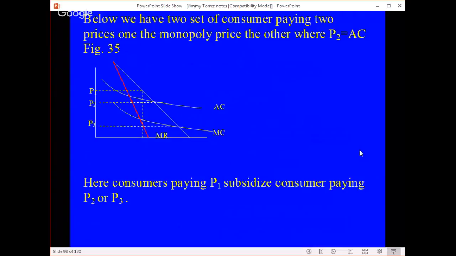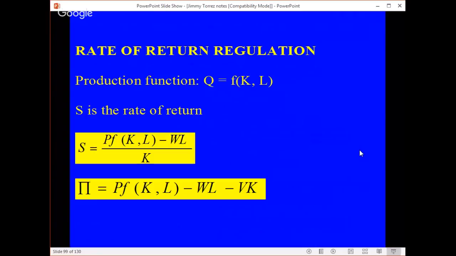And of course, we have a natural monopoly, so it's downward sloping. So these people in P2 are basically giving the monopolist zero economic profit. These people are giving them a monopoly profit, and these people are giving them a loss. So these people subsidize these people, and these people make the monopoly break even. And when I say break even, they're still making an accounting profit, just not an economic profit.